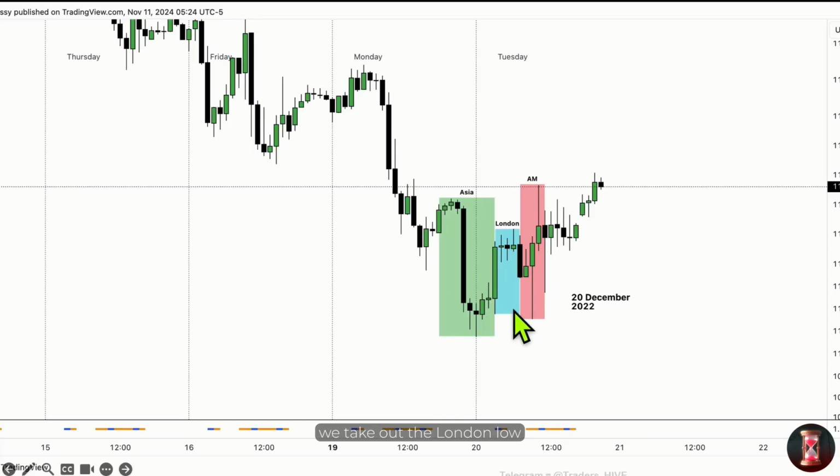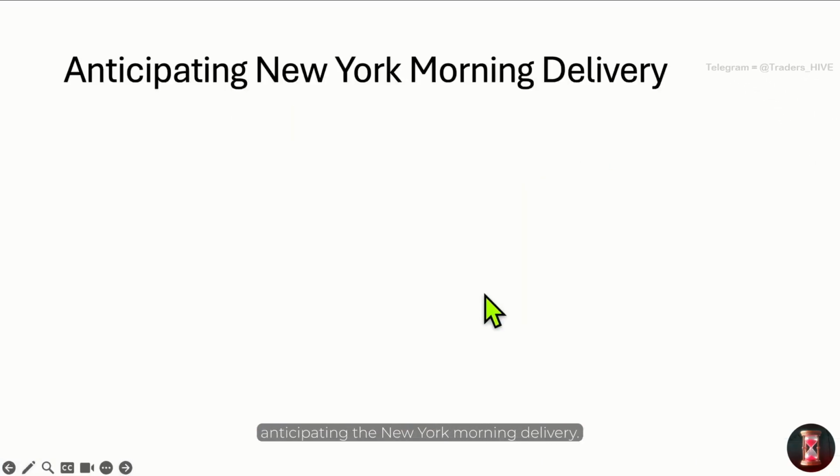can see that we take out the London low during the morning session and then we revert towards the London high, but also towards the Asia high. Because think about the following. Who is making money all throughout this leg towards the downside, which began during Asia? Shorts, of course. Therefore, buy side liquidity is resting above this high, which we are likely going to draw towards when the time is right. Anticipating the New York morning delivery.